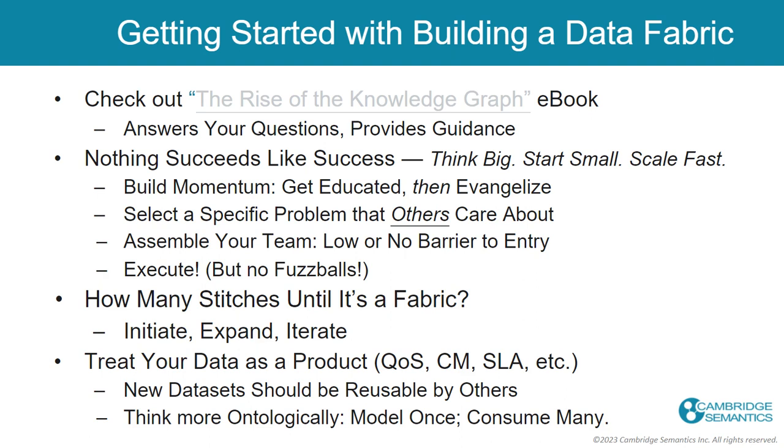As we mentioned earlier, treat your data as a product with quality metrics, service level agreements, change management processes, and so on. In contrast to early and even some contemporary data architectures, we are intentionally thinking about others and how we connect to the larger community or network of information. So think more ontologically and model data based more on its inherent meaning, not based on known questions or known use cases.